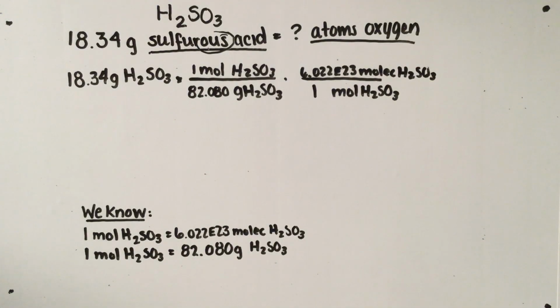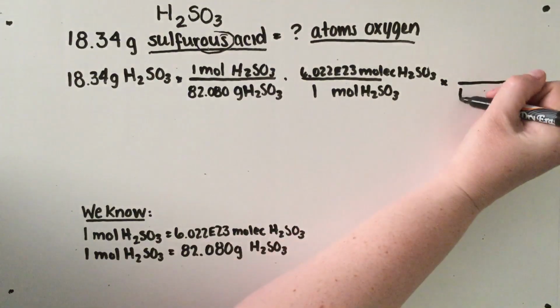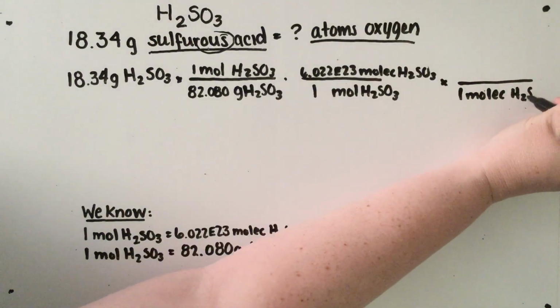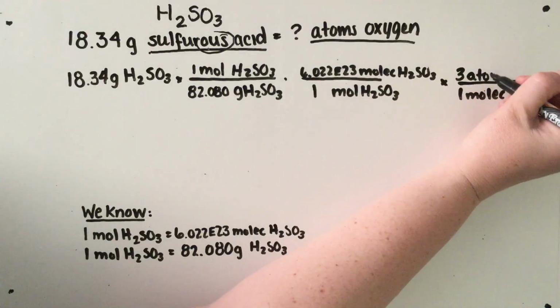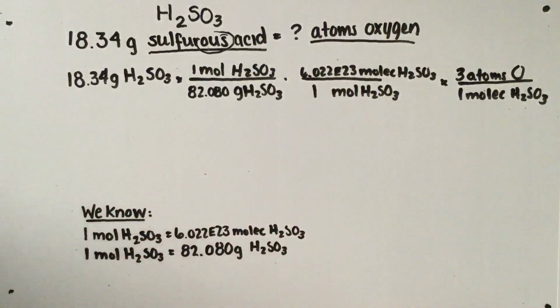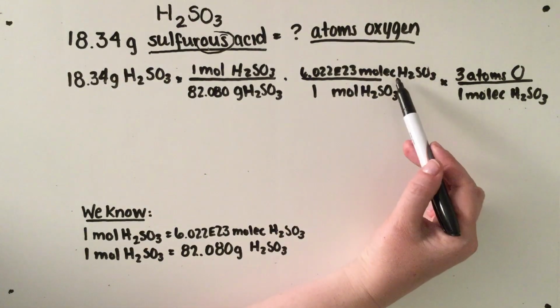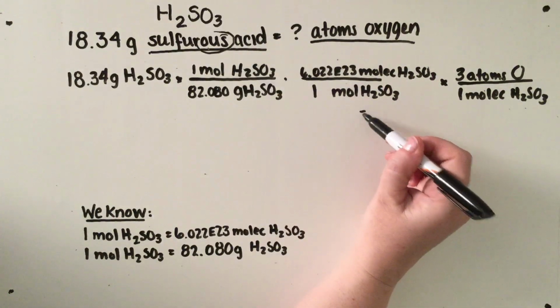But what we can do now is start actually thinking in terms of our subscript, because there's something else that we know about oxygen within each of those molecules. If we wanted to build 1 molecule of H2SO3, we would need 3 individual atoms of oxygen. So we know that there are 3 times the amount of oxygen as there are molecules of H2SO3, so we can actually use that as our last step.